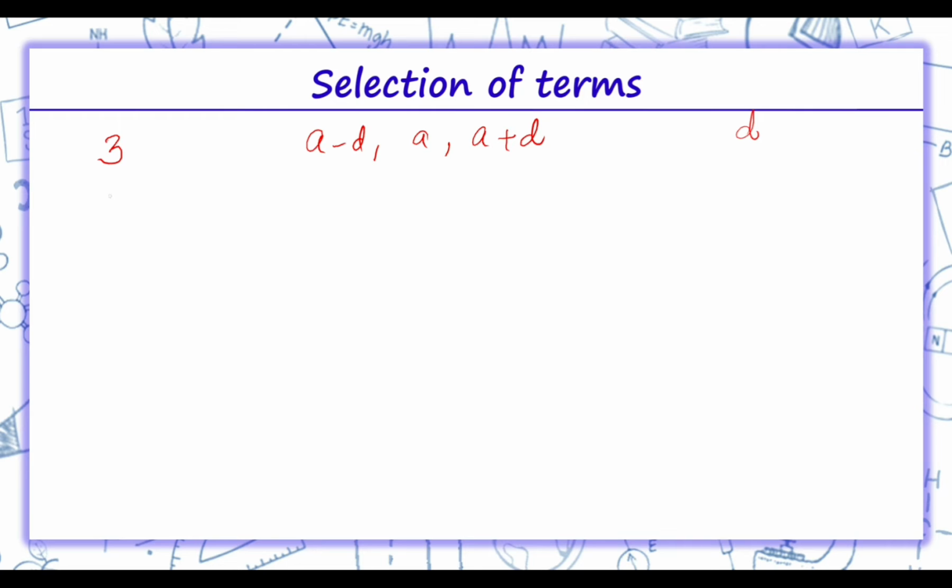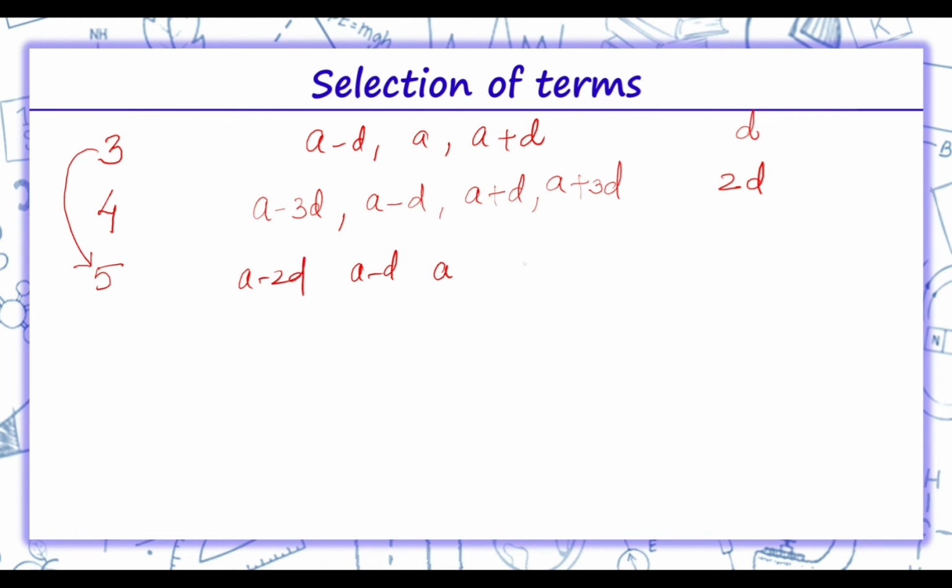But if they say the number of terms which you have to take is 4, so the 4 terms which we will take which are in AP will be a minus 3d, a minus d, a plus d, a plus 3d. So here the common difference comes to be 2d. If they say 5, that is an odd number, so in the center we'll write a, then a minus 2d, a minus d, a plus d, a plus 2d. Common difference will be d.